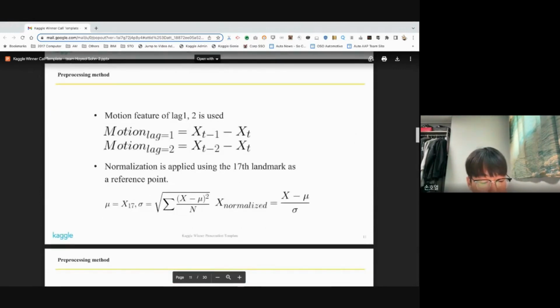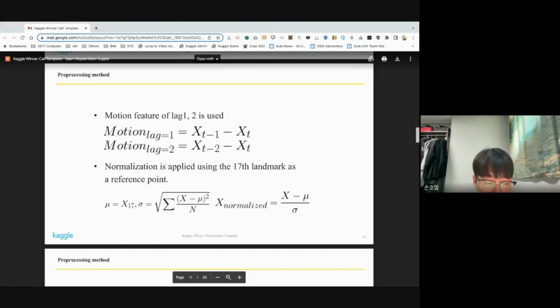I attempted many feature engineering methods. The one that helped me was the motion feature. The motion feature of lag 1 showed quite a significant performance improvement, and lag 2 showed a slight performance improvement. From lag 3 and so on, there was no improvement.